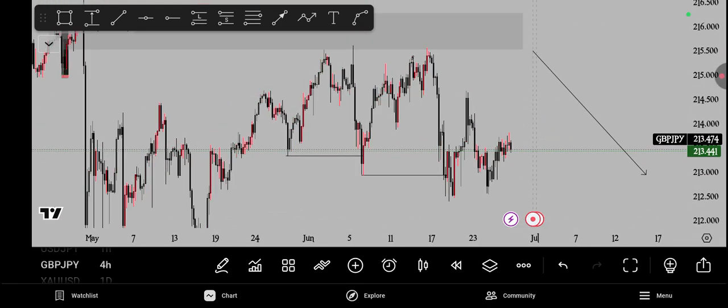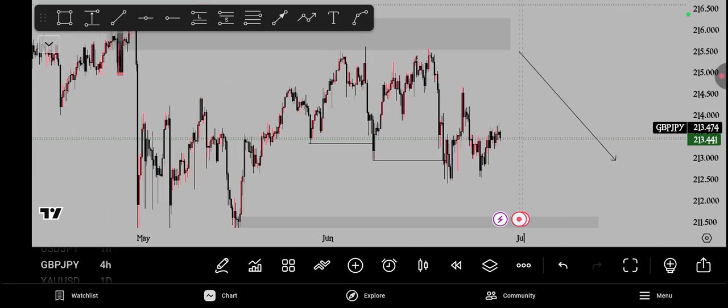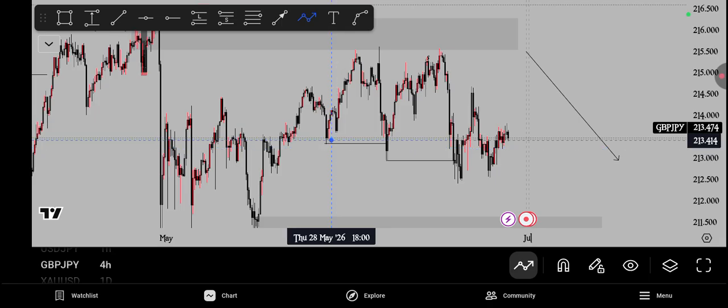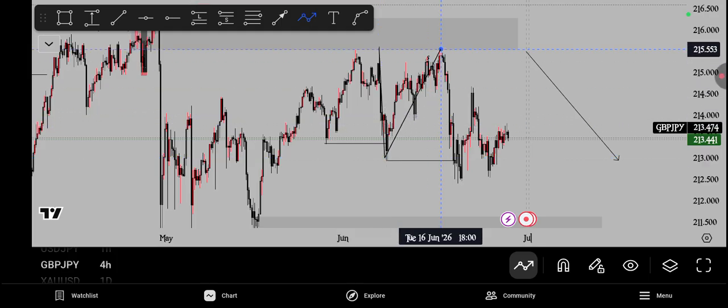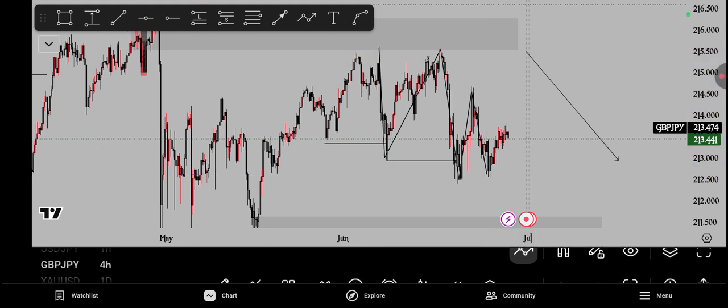But since the last leg has been pushing down, and we have this sort of structure that price has printed, whereby we have what? A high, a low, lower high, lower low, lower high. Price hasn't broken this low yet. Well, this lower high, lower low.